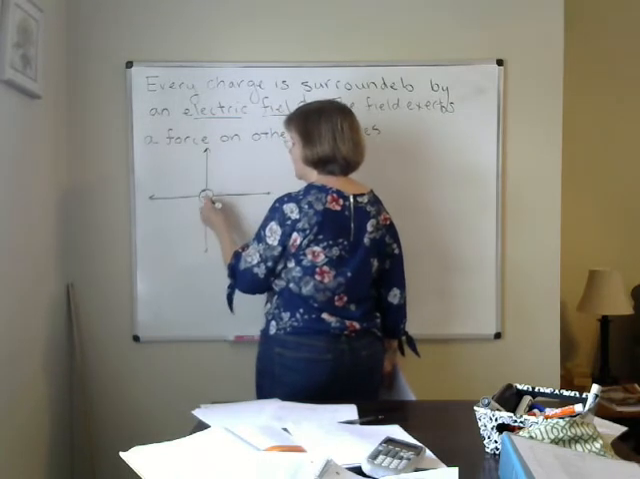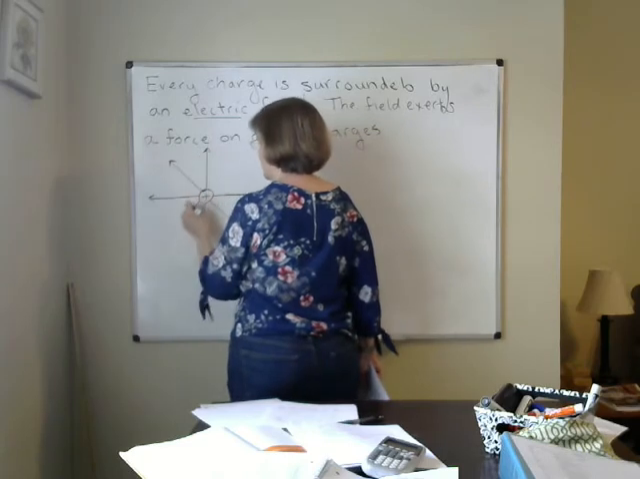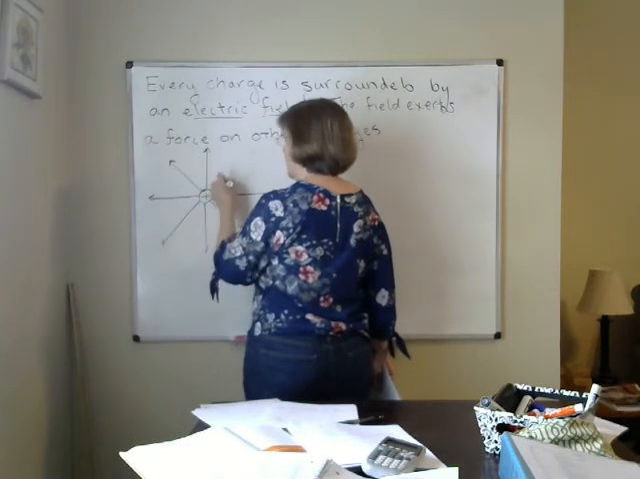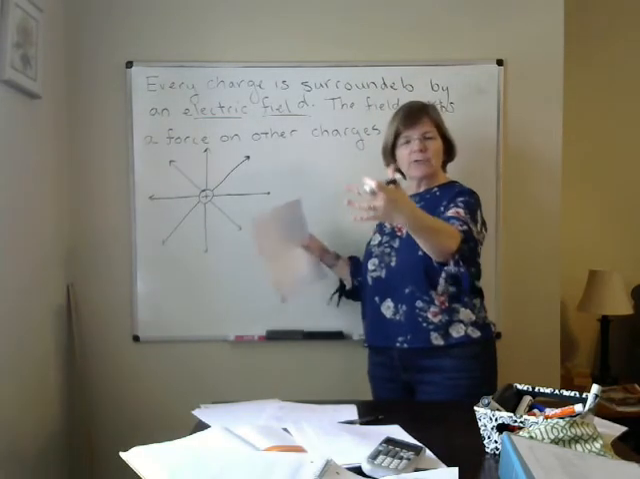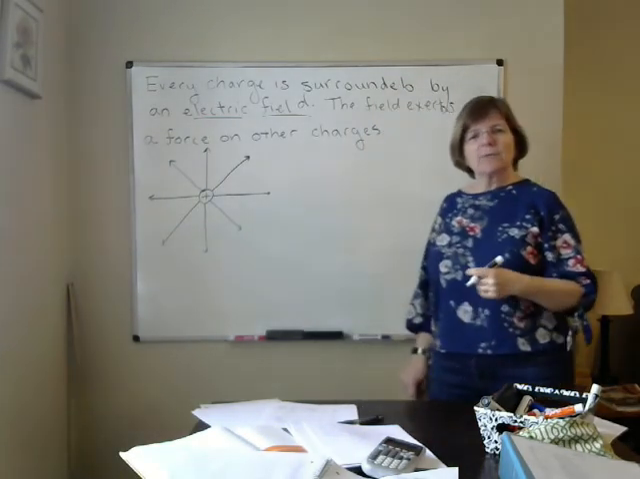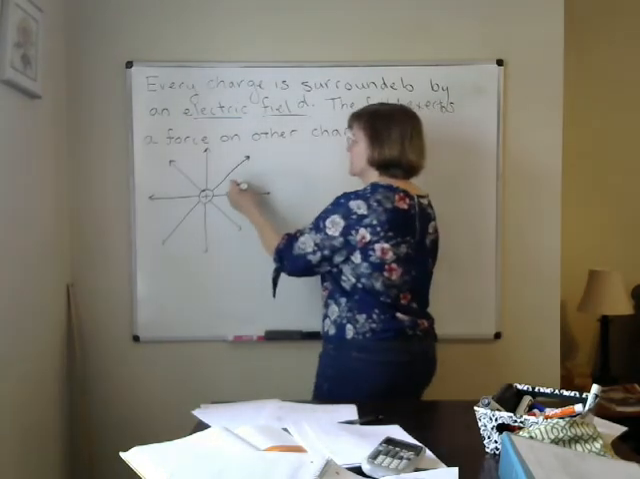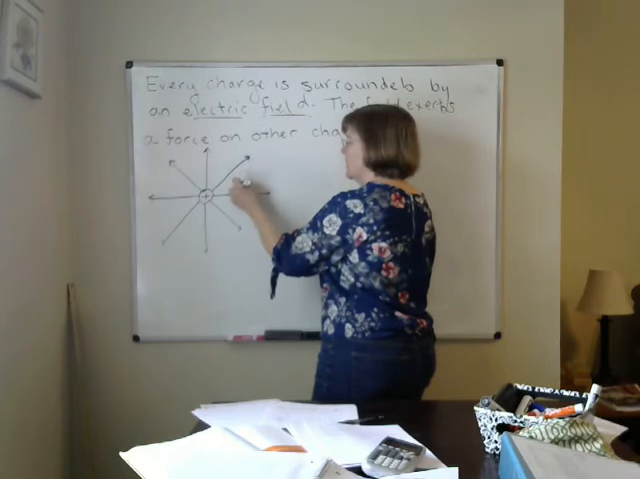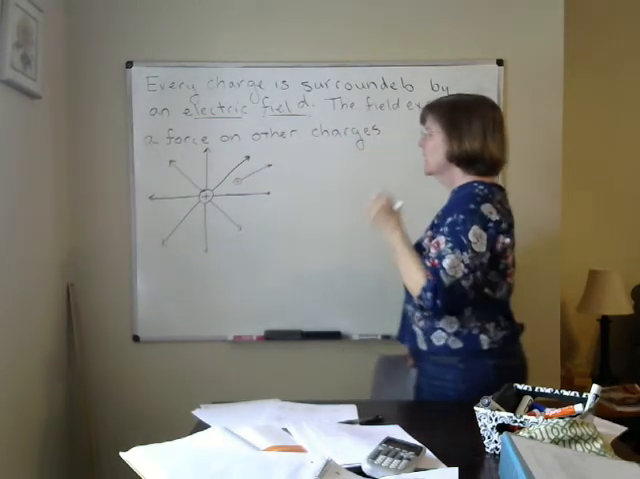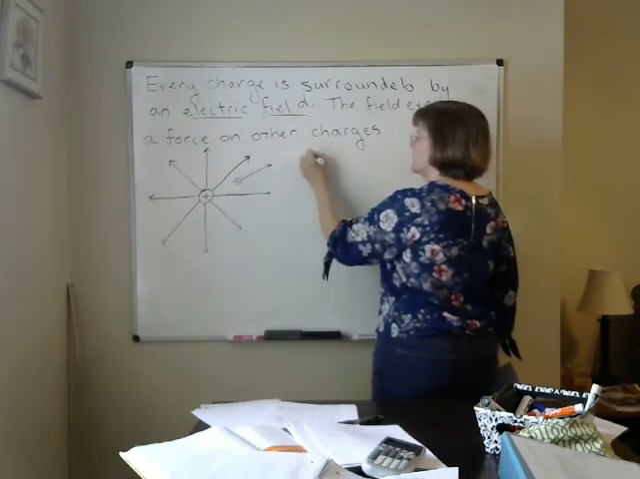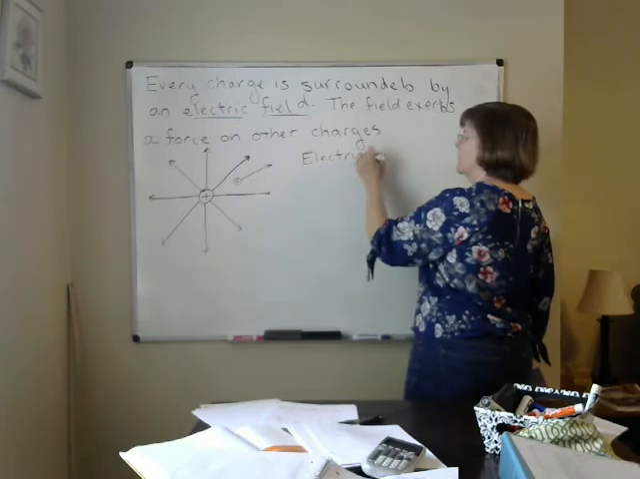And how many we draw is a little arbitrary. I usually draw 8. And of course, that's really 2-dimensional, but if you can think of it as 3-dimensional, those electric field lines will point out in every direction. And that tells me that if I'm a little positive charge and I'm right here, I'm going to feel a force away.